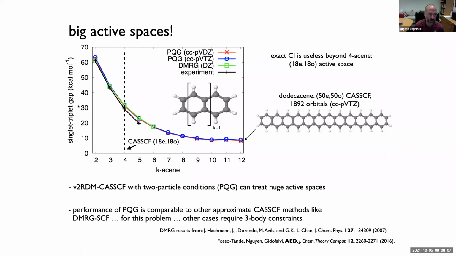So the singlet is the lowest energy state here. The triplet's higher in energy, and in the infinite chain limit, the singlet triplet gap is finite. It's around 8 or 9 kcal per mole. Not dissociation, sorry, the infinite chain limit.